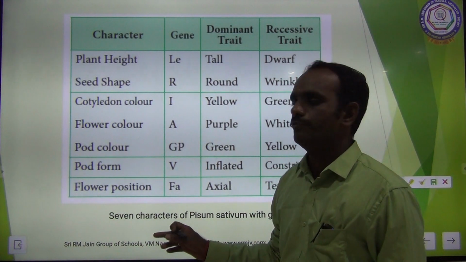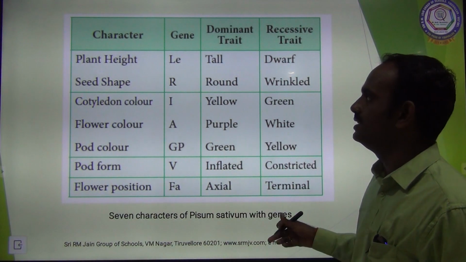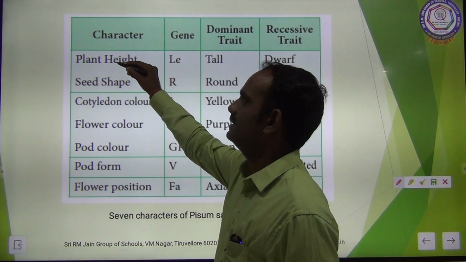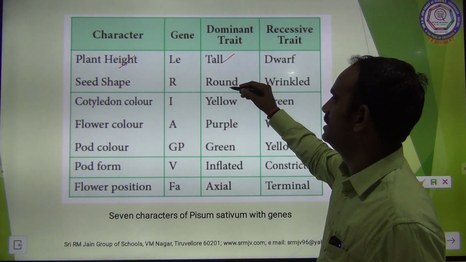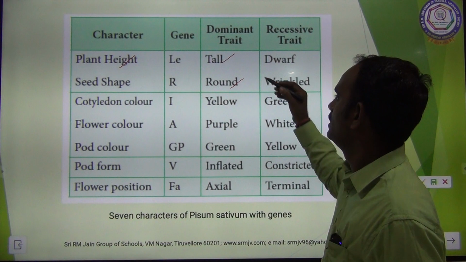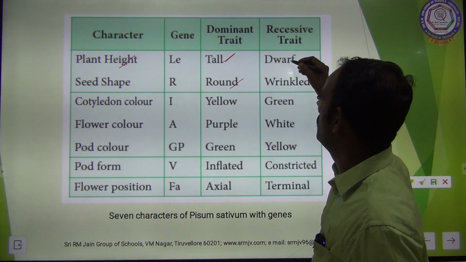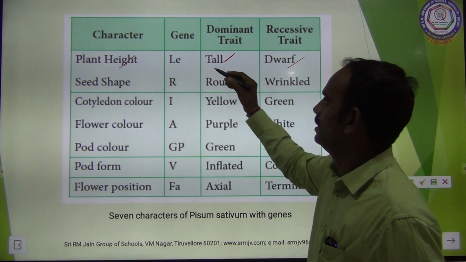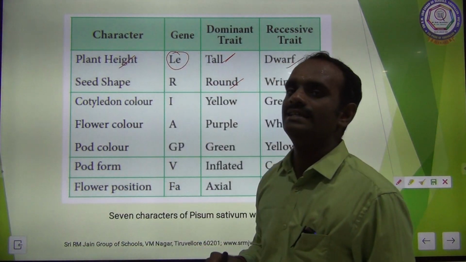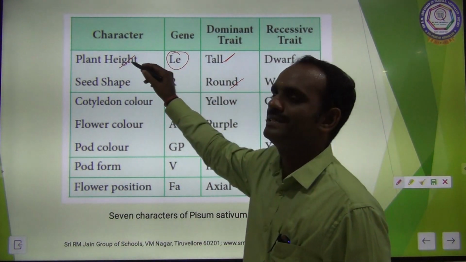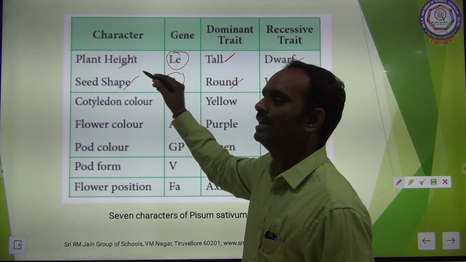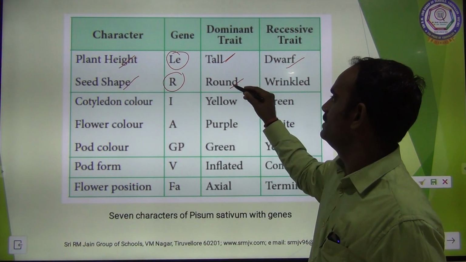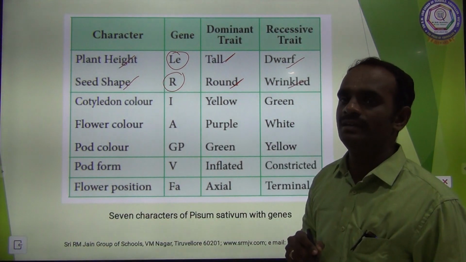7 characters of Pisum sativum with genes. Plant height: dominant means tall, recessive means dwarf. This particular LE gene is responsible for plant height. Then the R gene is responsible for seed shape. Dominant means round, recessive means wrinkled.